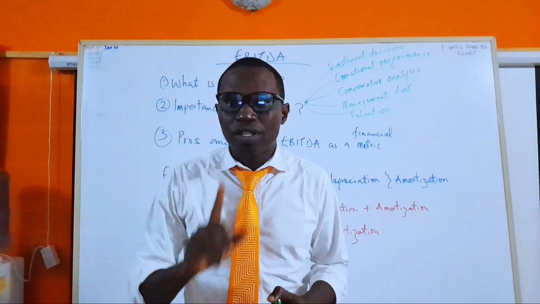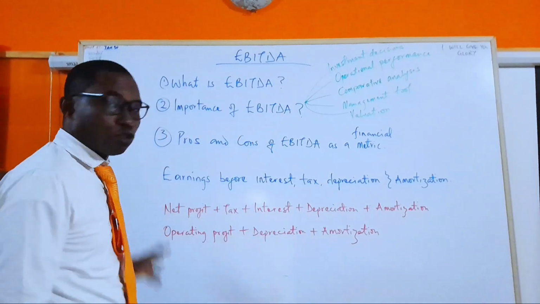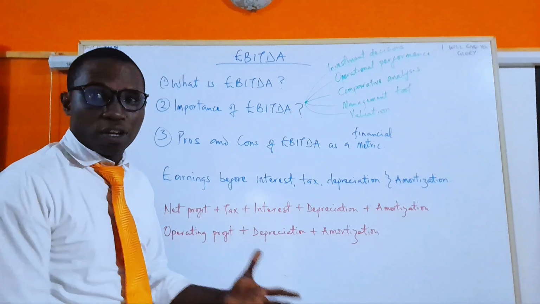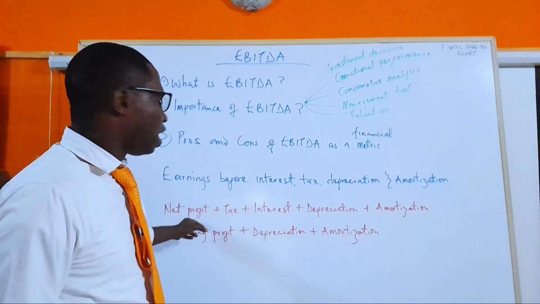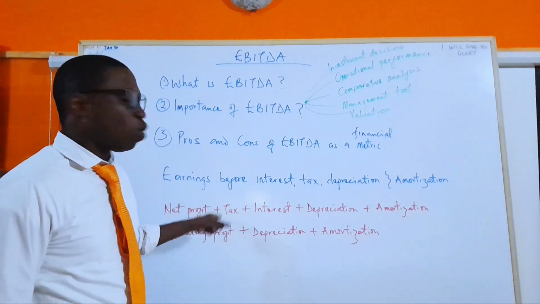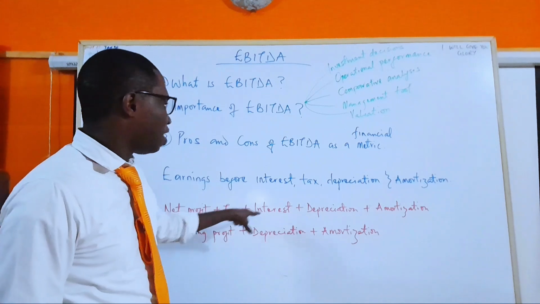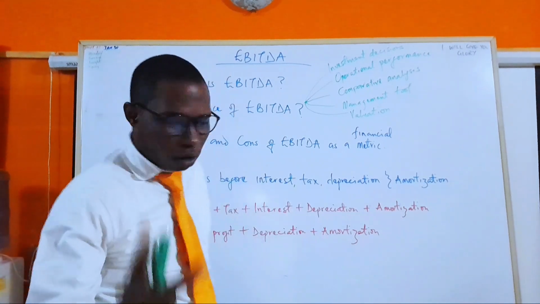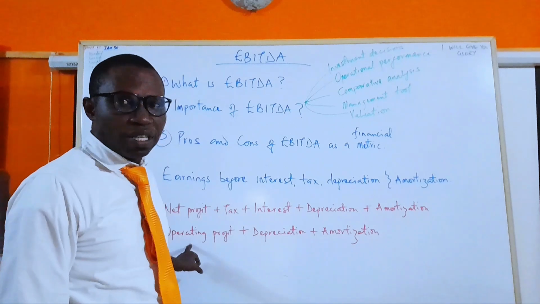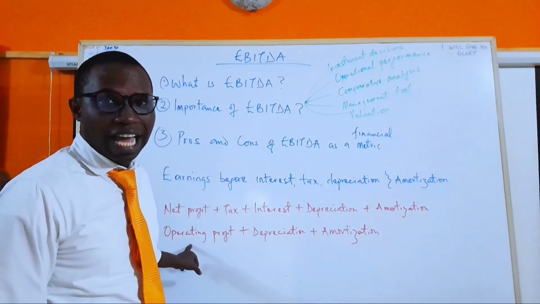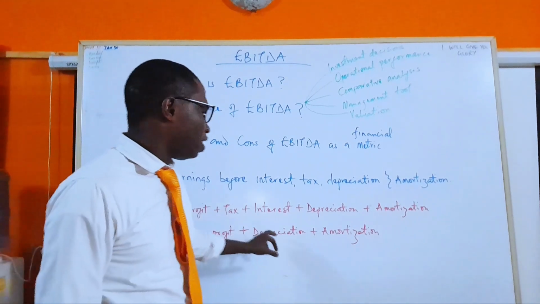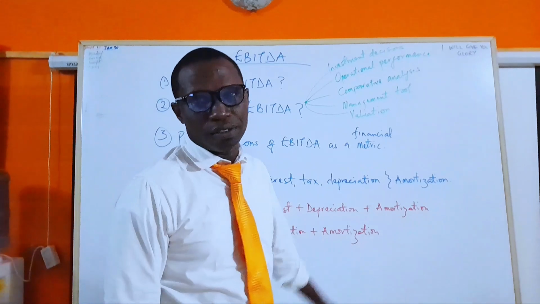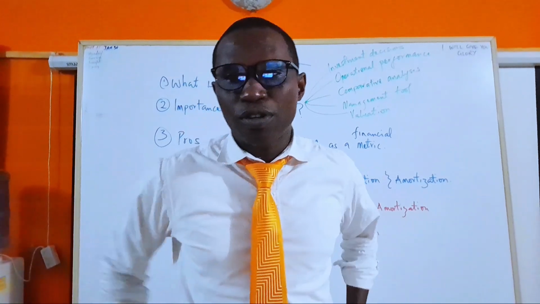So the last thing, what is the formula? Once you have your income statement, you say net profit, you add back tax, interest, depreciation, amortization. Or you pick the operating profits, or you see something like EBIT, and you add back depreciation and amortization. So that is just what I have for us in this video.